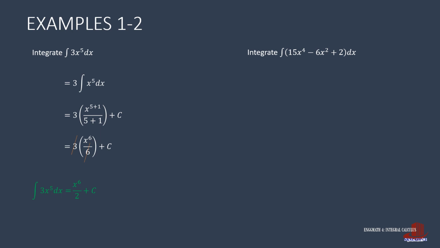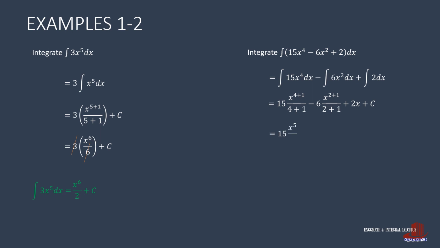The second example involves the terms 15x raised to 4, 6x squared, and 2. With three terms connected by a plus and minus, distribute the integral to easily solve for the antiderivative. At this point, it is easier to use the simple power formula. So the first term becomes 15 times x raised to 4 plus 1 over 4 plus 1. The second term follows with a minus sign, and its antiderivative is 6 times x raised to 2 plus 1 over 2 plus 1. Then proceed to the third term by adding the integral of 2 dx, which is 2x. Then don't forget to attach c.